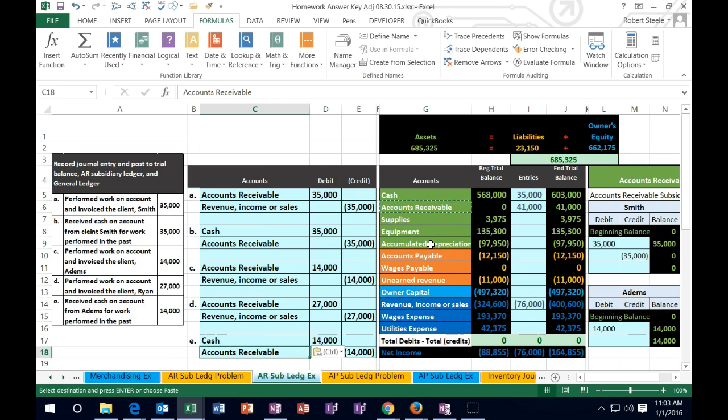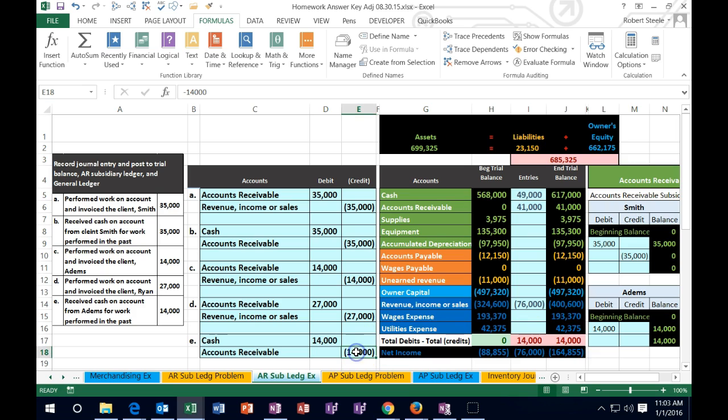Okay, then we're going to post this out. So let's post this out. We're going to post cash. Cash has something in it, so I'm going to double click on it. We're going to go to the end of it and say plus, so I can see what's in there. And I'm going to put this 14 in there as well. What's that going to do? Increase cash, put us out of balance. So there we have that.